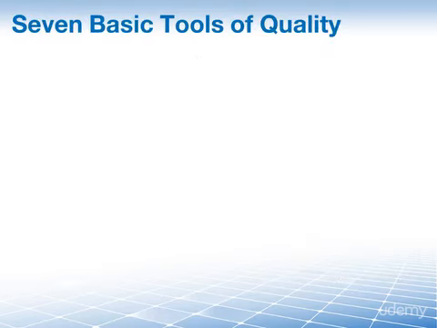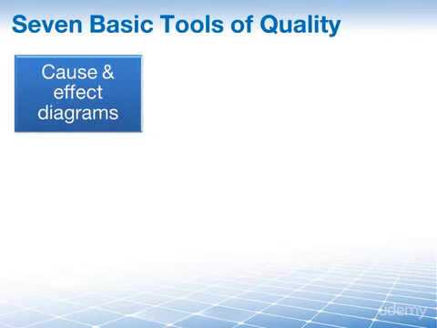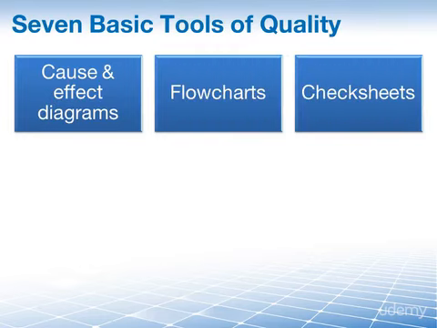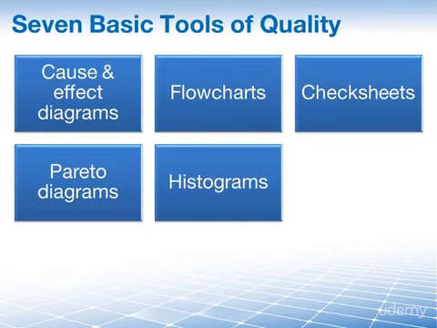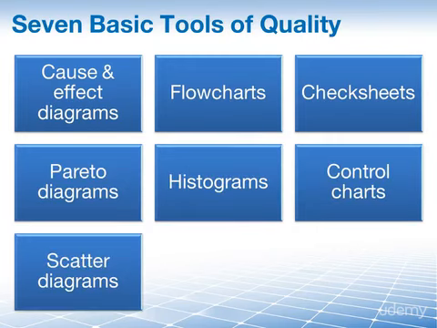As part of quality improvement movements in Japan in the latter half of the 20th century, the Japanese Union of Scientists and Engineers, they were influential in defining a set of basic tools that you could use for improving processes. The PMBOK guide lists these as the 7 basic tools of quality, and they are the subject of much of this lesson. Here they are. We have cause and effect diagrams, flow charts, check sheets, Pareto diagrams, histograms, control charts, and scatter diagrams.